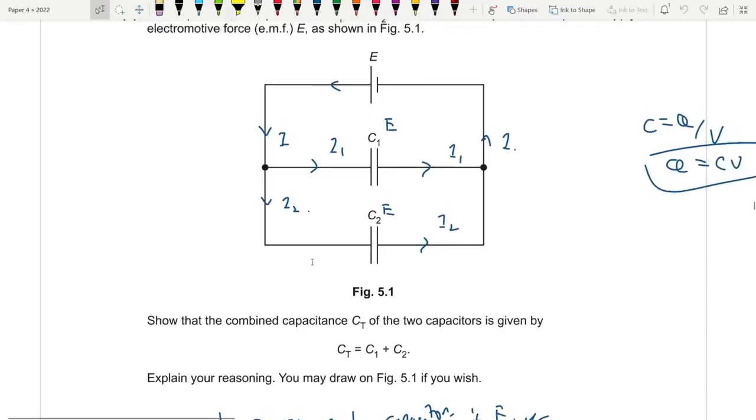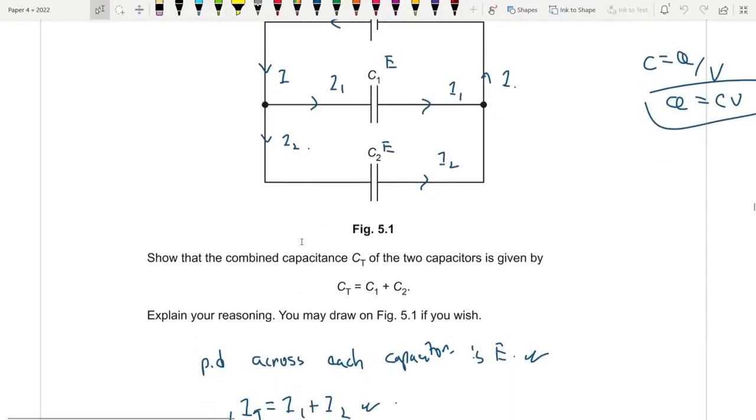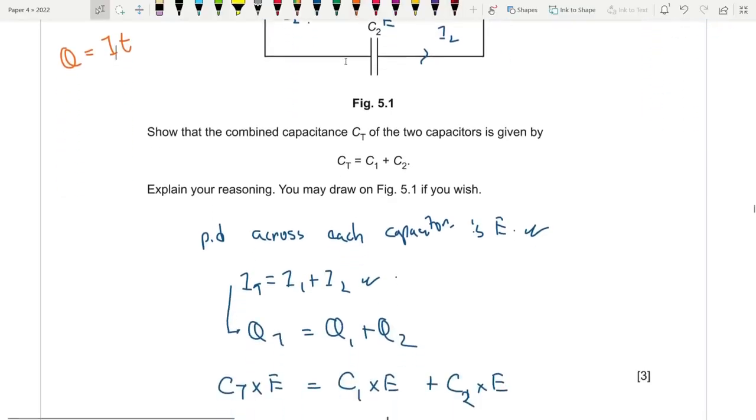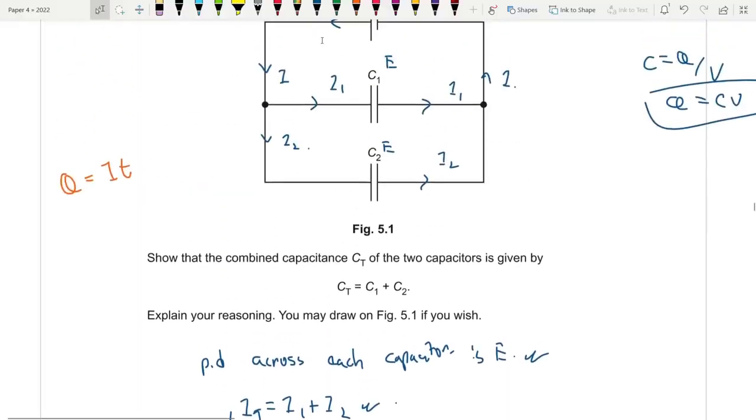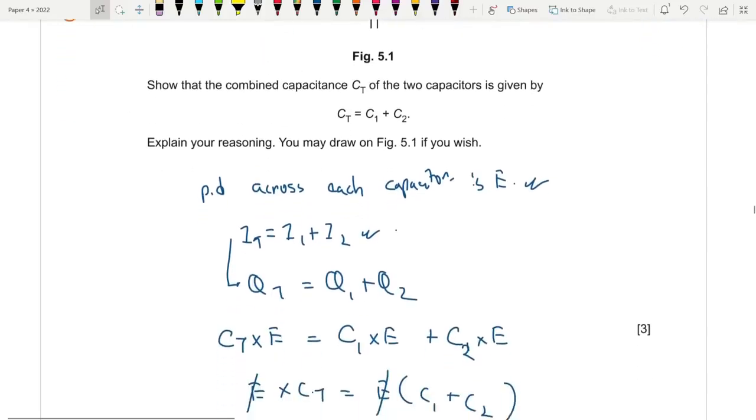Now we know that Kirchhoff's first law follows the law of conservation of charge, and you guys need to remember that charge has a connection with current, basically, because we know that Q is equal to IT, or I is equal to the rate of flow of charge, right? So we can substitute Q here instead of I. So we end up with the total charge into the junction is equal to Q1 plus Q2.